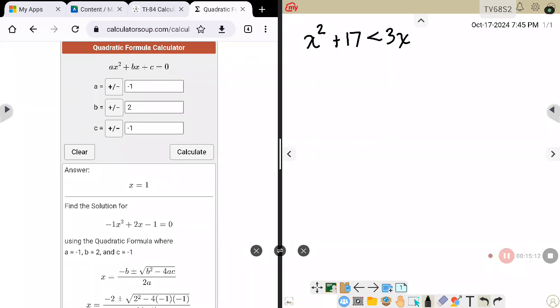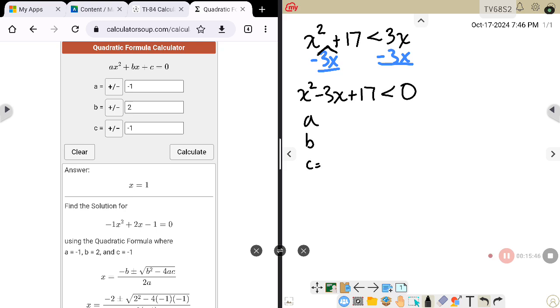All right, last example. I do need to move the 3x to the other side. So I'm going to subtract 3x from both sides. So now, and you'll notice that I'm going to put that minus 3x in between the other two terms because that's where it should go after the squared. So I've got x squared, then the minus 3x plus 17 is less than 0. So now it's ready to put in my a, b, and c. So a is 1, b is 17.